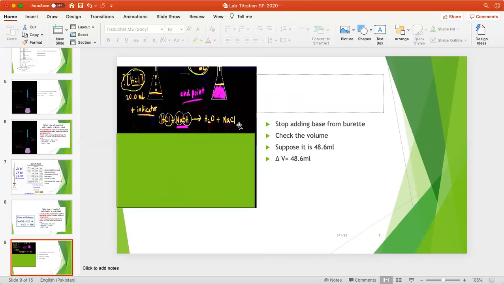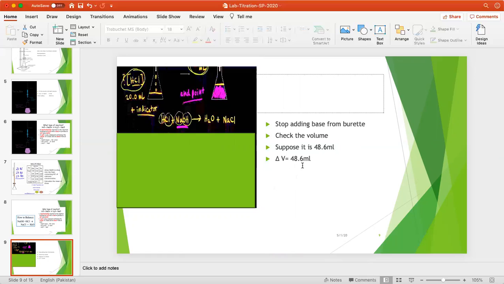so suppose अब हम कैलकुलेशंस की तरफ आते हैं. ये आपको रिएक्शन भी मैंने एक्सप्लेन कर दिया है, राइट. So next we see the indicator as we approach the neutralization, we see that the indicator has changed the color and this is called the end point of the titration. Now stop adding base from the burette and check the volume of base that we used in our titration. So suppose it took 48.6 milliliter of base to completely neutralize the acid that we had present. Okay, so delta V is 48.6 milliliter.